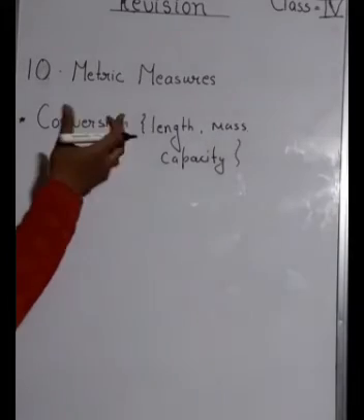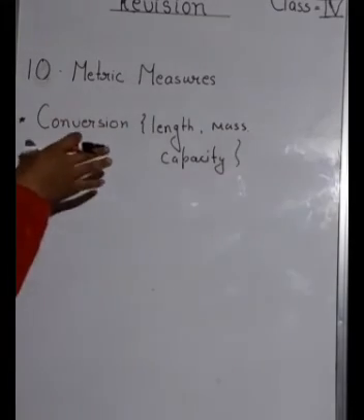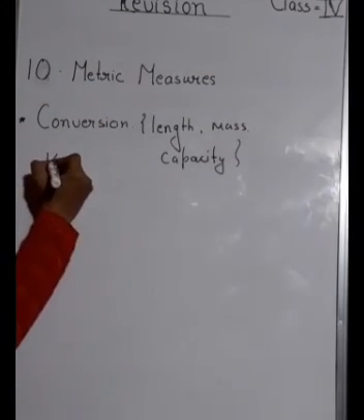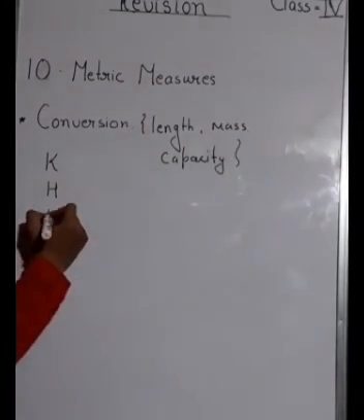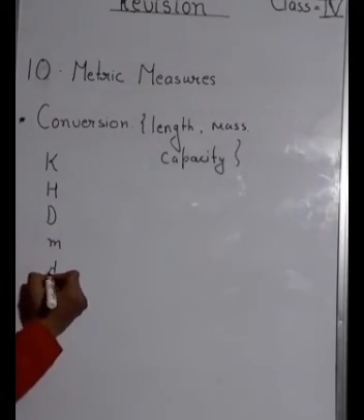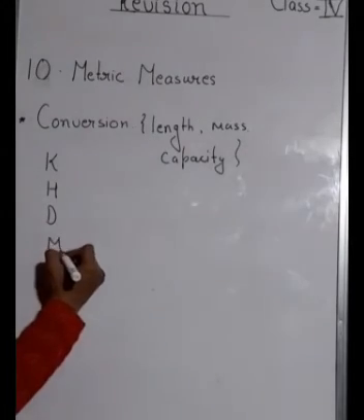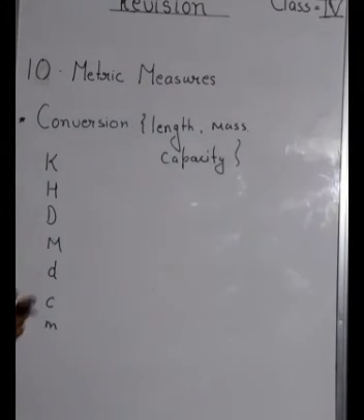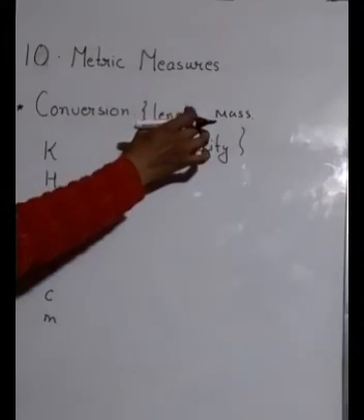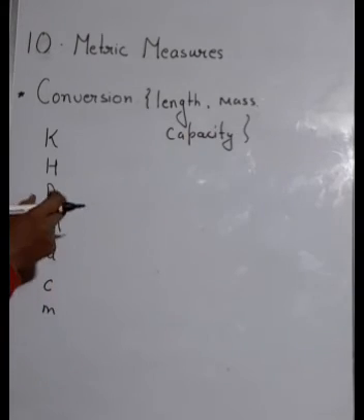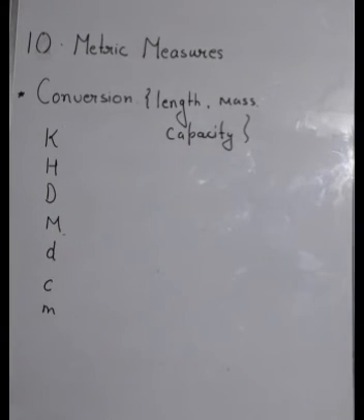Again, I'm telling you, whenever you see a question of conversion, and as you know that in your question paper you are going to have questions based on conversion, just write this, that is your K, H, D, M, D, C, M. Okay, so with the help of this you can do the conversion very easily. You will write them, and this will be followed for all of them. For length, mass and capacity, only in length you are having meter, centimeter, like this. In mass you are having gram, kilogram, and in capacity you are having liter, milliliter, like this.